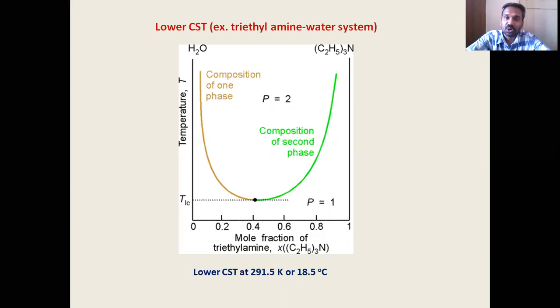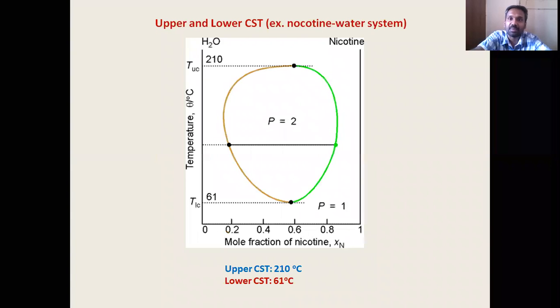Okay, so what have we learned now? Critical solution temperature can be upper CST, like phenol water system, or it can be lower CST like triethylamine water system. There is one more system which has both upper critical solution temperature and lower critical solution temperature. What is this system? Nicotine water system. Nicotine is a liquid, water is a liquid.